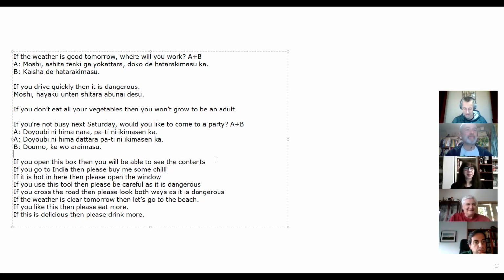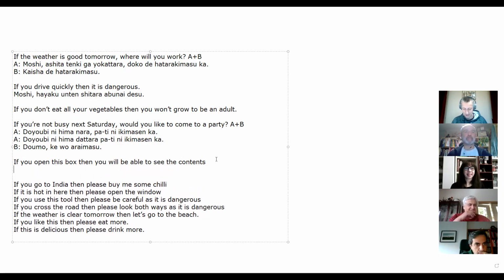Okay, Martin, if you open this box, then you'll be able to see the contents. Okay. Box is dogu. It's hako. So it starts with moshi. Yep. Kono. Good. Hako. Yeah. Open. Akeru. Good. Exactly. So kono hako o aketara. So akeru is a group 2 verb. So to do that, how do we turn this? Aketara. Good.